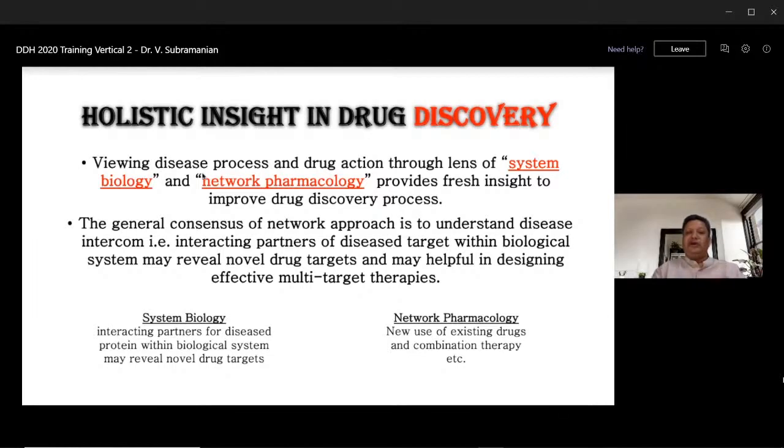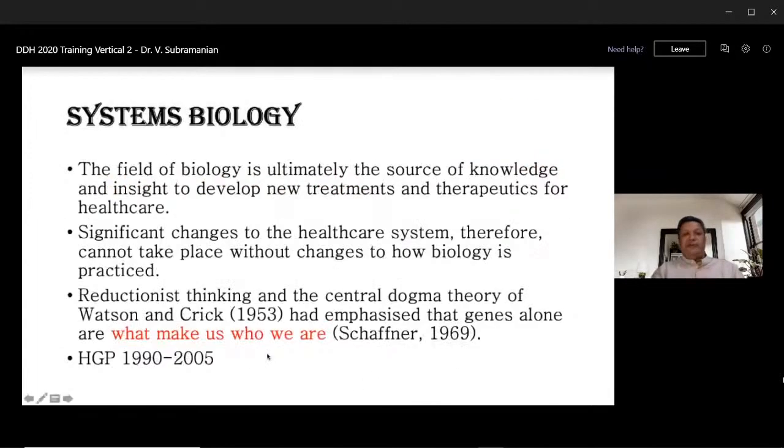designing effective multi-target therapies. So system biology, as of now, is useful for studying interacting partners of our disease protein within biological systems. This may reveal novel drug targets or novel pathways which are to be targeted for new drugs. At the same time, network pharmacology is a new use of existing drugs, and combinations of therapies can be designed based on network pharmacology. We'll go one by one.